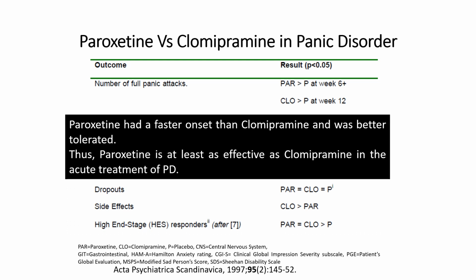Paroxetine was found to have faster onset than clomipramine and was better tolerated. Thus, paroxetine is at least as effective as clomipramine in acute treatment of panic disorder.